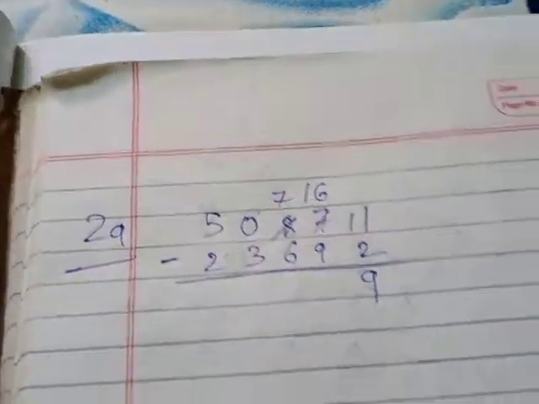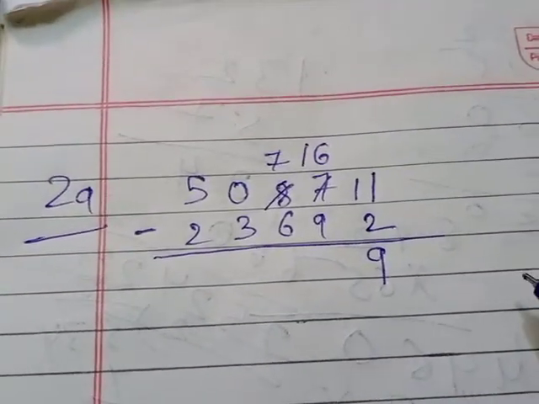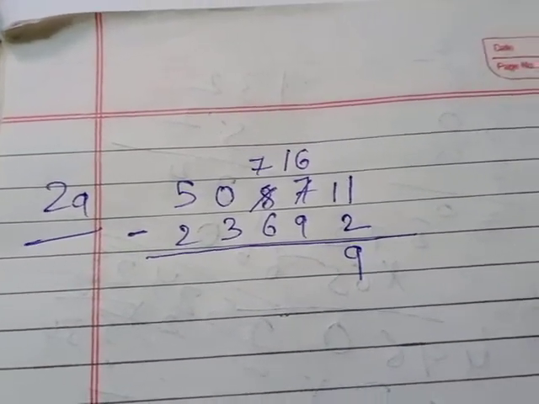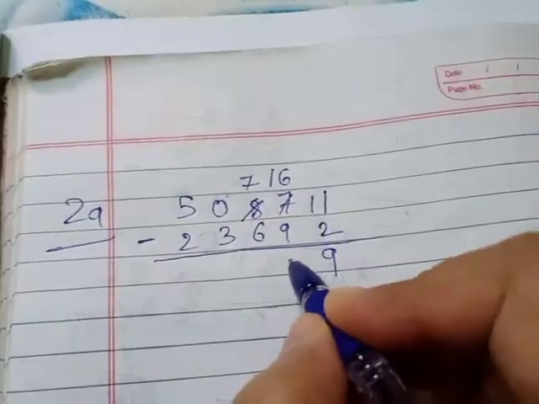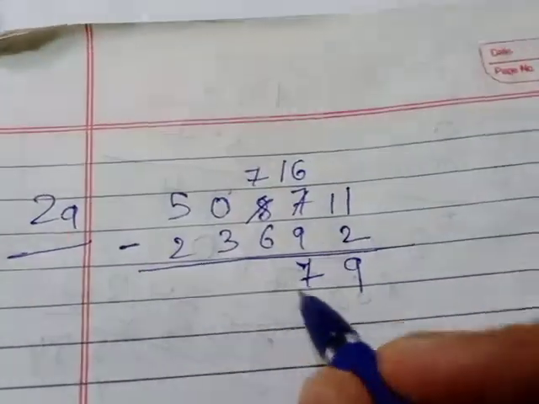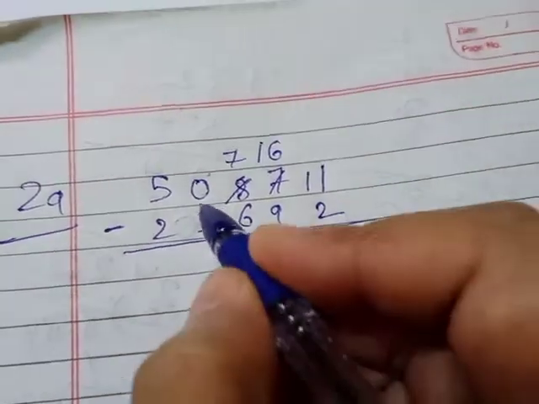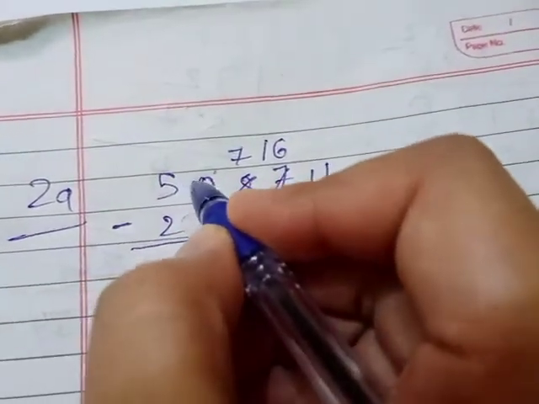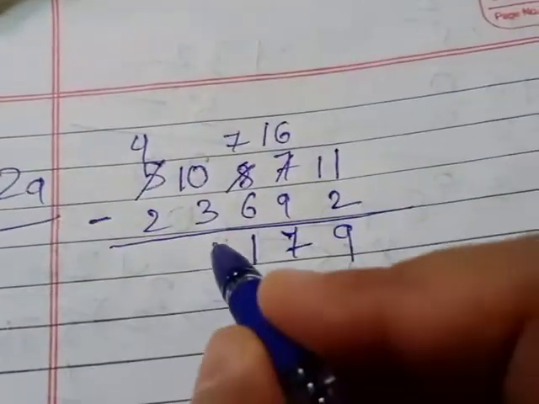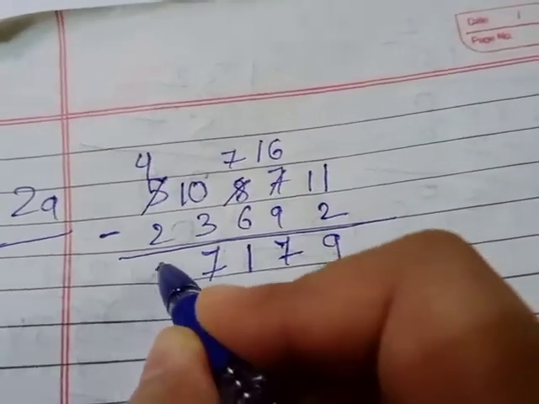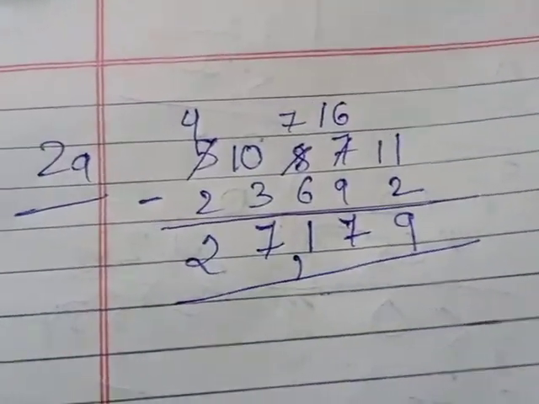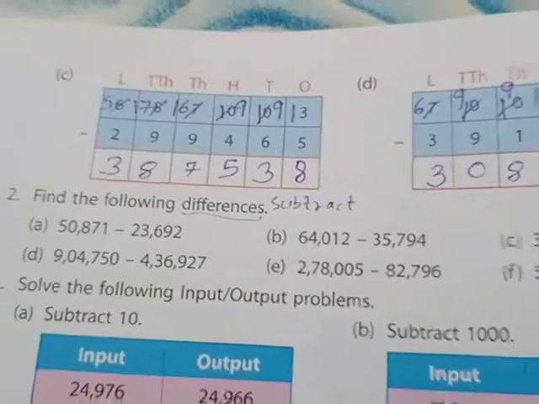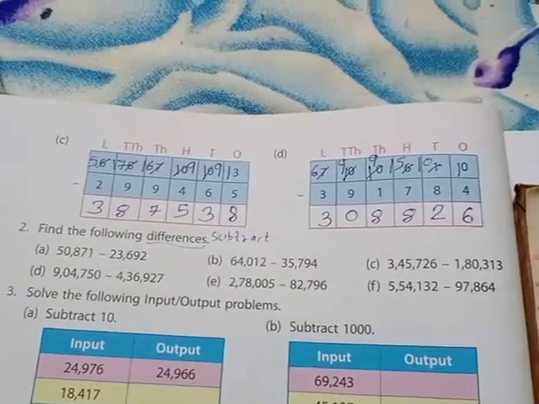Now 16 minus 9. How do we do 16 minus 9? From 10 we will count till 16 like this: 10, 11, 12, 13, 14, 15, 16. We'll get here 7. 7 minus 6 is 1. Now 0 minus 3 is not possible. 0 will become itself 10 and it will become here 4. 10 minus 3 is 7. 4 minus 2 is 2. Like this is your answer. After this, question number 2B you will do on your own.